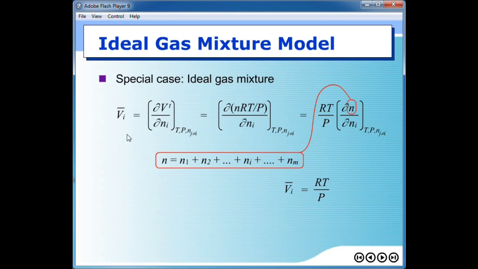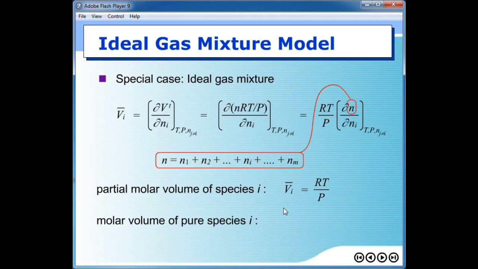Therefore, you get the partial molar volume of species i in the mixture equal to RT over P. Remember that T and P are the temperature and pressure of the mixture. All right, so we can represent the partial molar volume of species i with a simple equation like this, as long as our mixture behaves like an ideal gas.